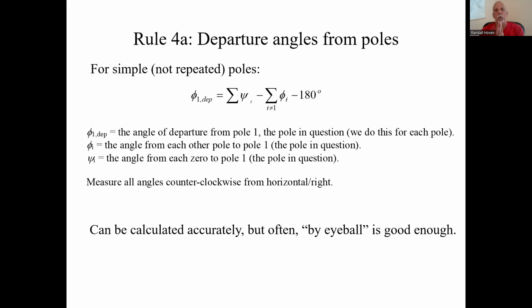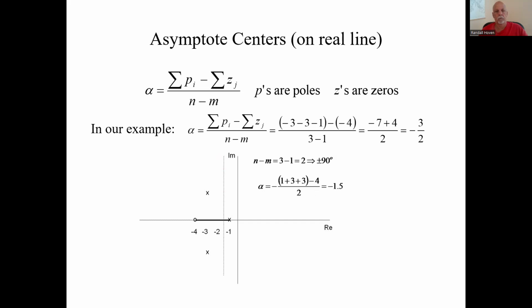Okay, now we get to a new rule, rule 4. Branches are going to come out of these X's, right? At what angle do they depart these X's, these poles? The angle is measured zero from horizontal right, counterclockwise. Here is 0, straight up is 90, left is 180, etc. We want to calculate what angle it comes out of the poles.